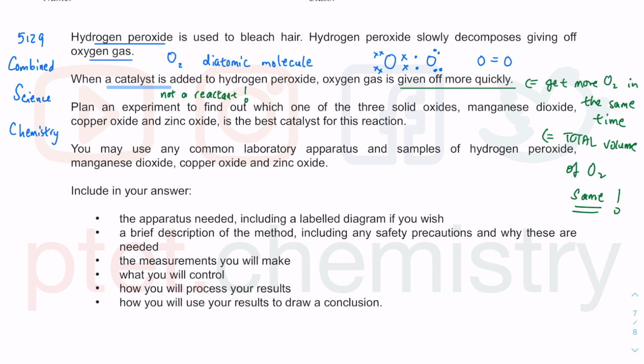What is your objective here? Plan an experiment to find out which one of the 3 solid oxides. So these are compounds. The first one is manganese dioxide, then copper oxide, as well as zinc oxide. You might not have come across them, but you will see where they are in the periodic table.